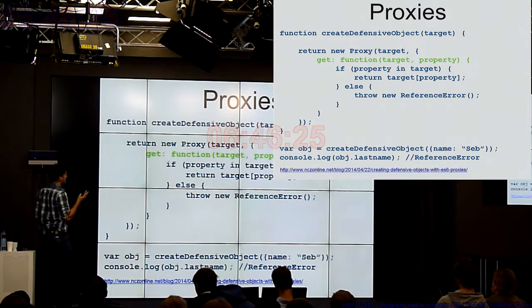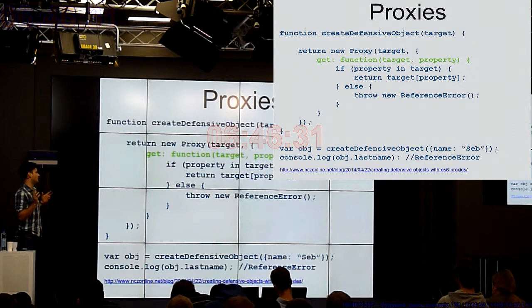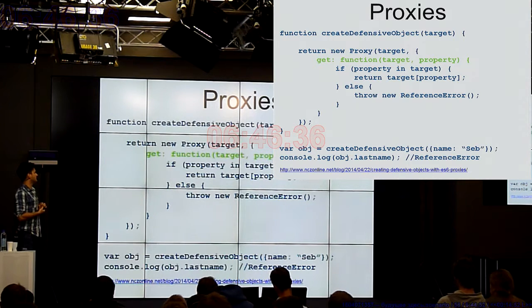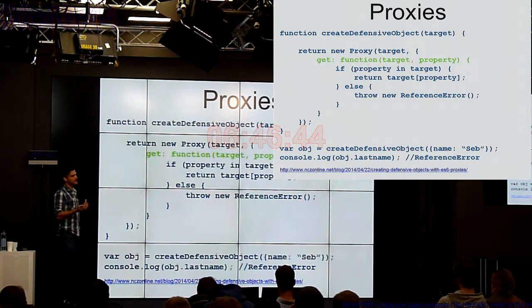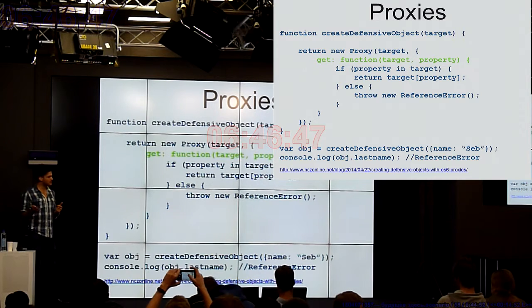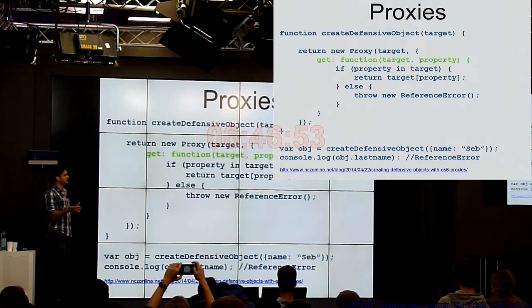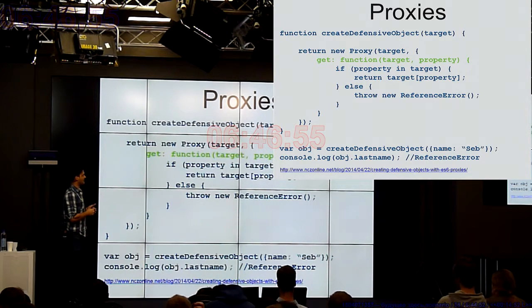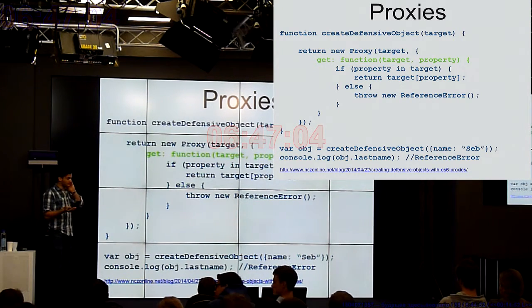This is an example of how you can create a defensive object. This is code from Nicholas Zakas's blog. It's basically a way of creating an object such that if you ask for a property that doesn't exist, you get an error instead of getting undefined. Because at the moment, as you know, if a property is not defined on an object and you ask for it, you'll get undefined, which is confusing.